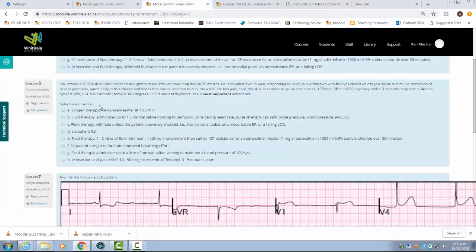So let's go back to the quiz. So I'm going to select oxygen therapy, fluid therapy, up to 1 litre, titrating to perfusion, considering heart rate, pulse strength, cap refill, pulse pressure, blood pressure, and LOC. Yep, so that's the guideline I'm after. Position my patient flat. Sit up, no. Pain relief, no. And so there are my three options.